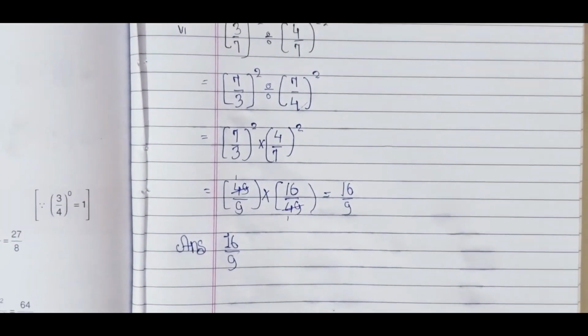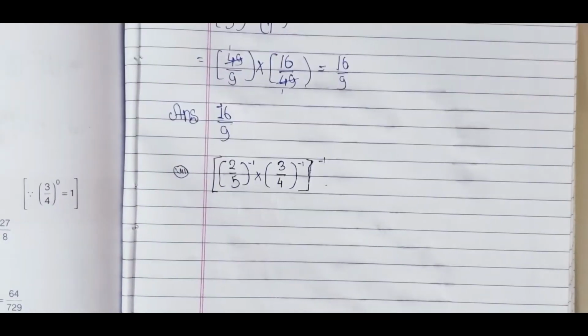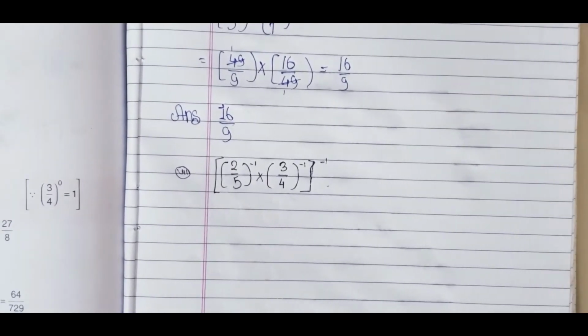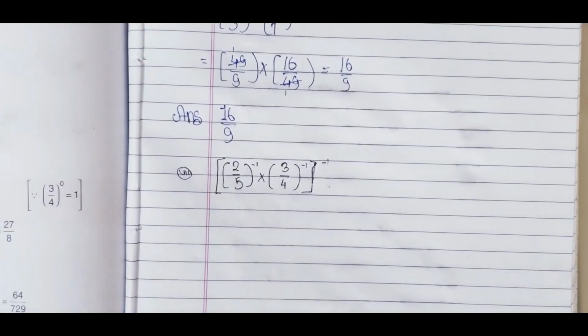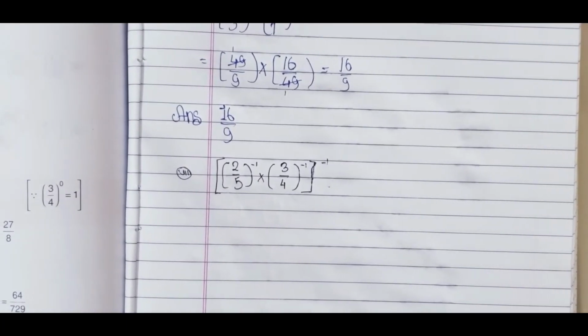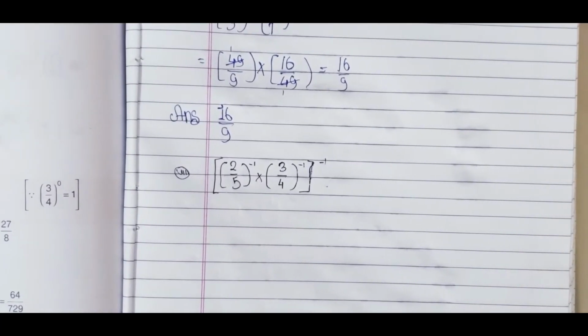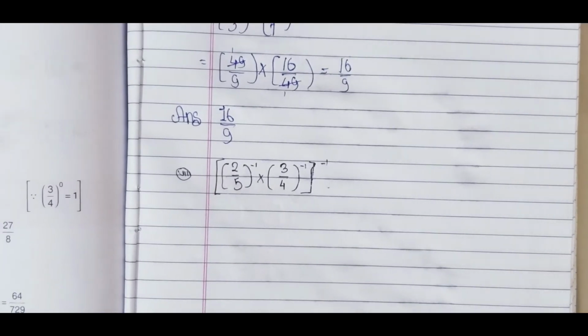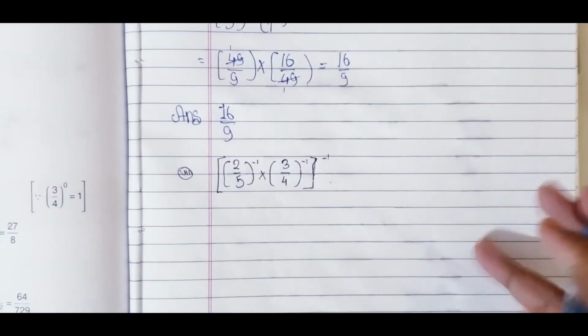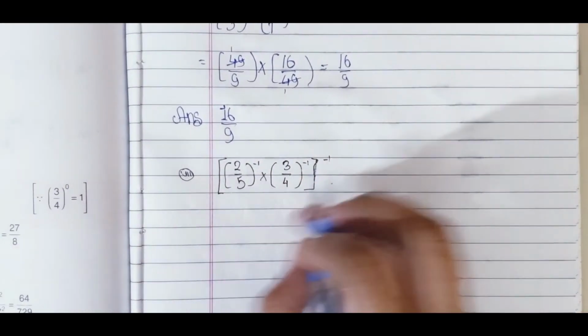So this is our sixth question. Our seventh question is (2/5)^1 times (3/4)^1, the whole bracket to the power minus 1. No guys, to the power minus 1 everywhere. So first we will make the minus 1 positive.